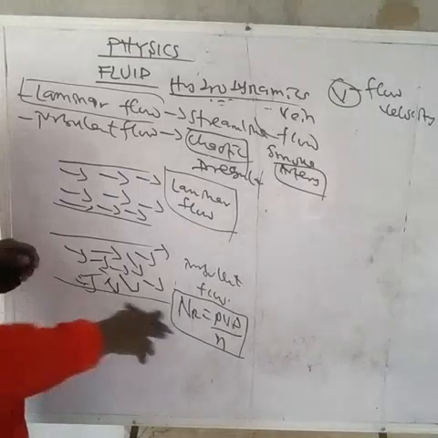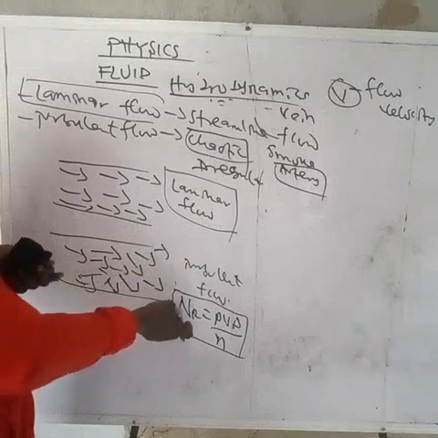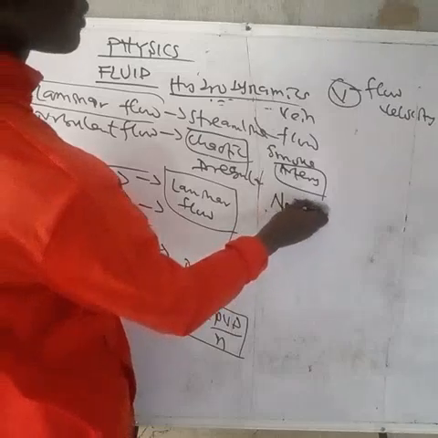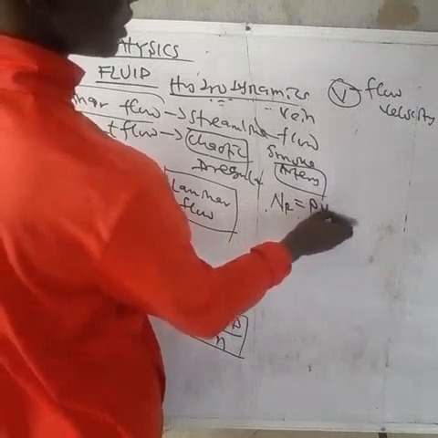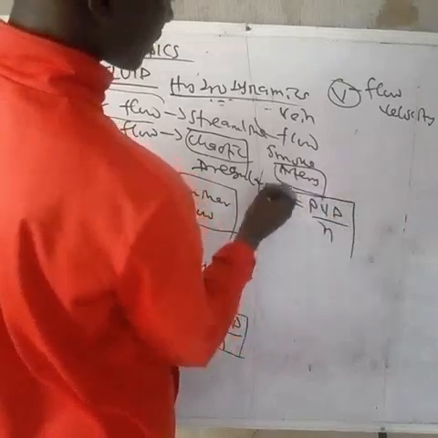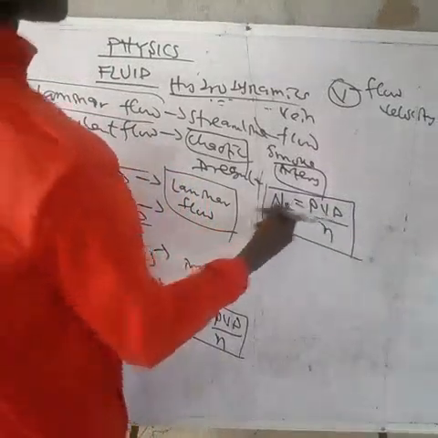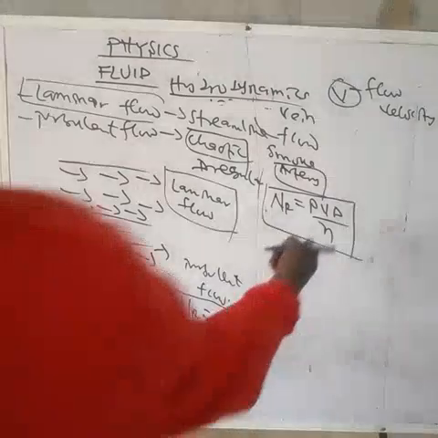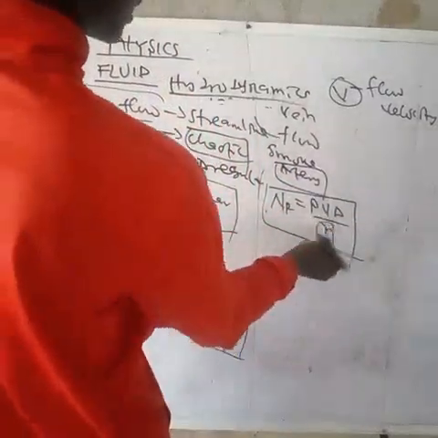A laminar flow has a low Reynolds number compared to a turbulent flow. A turbulent flow always has a very high Reynolds number. And what is Reynolds number? This is the formula: Reynolds number is equal to rho v d over eta, where rho is the density, v is the flow velocity, d is the diameter of the pipe if your liquid is flowing in a pipe, and eta is the coefficient of viscosity.